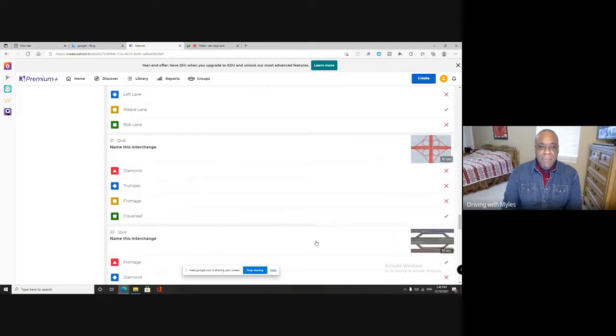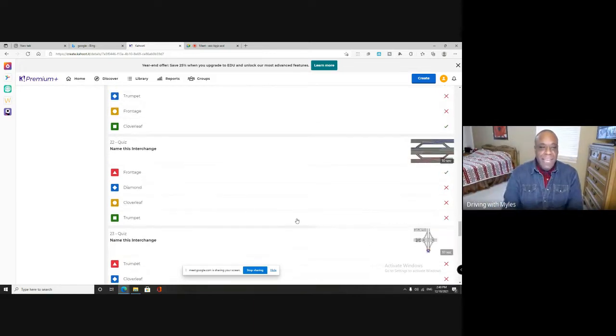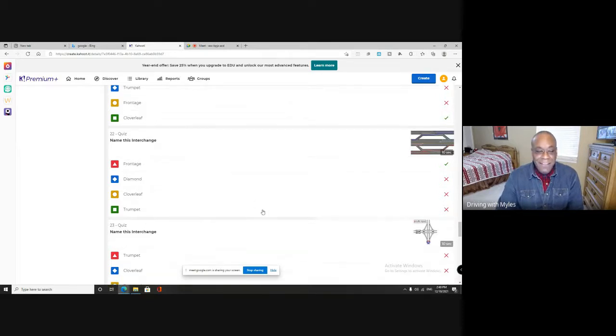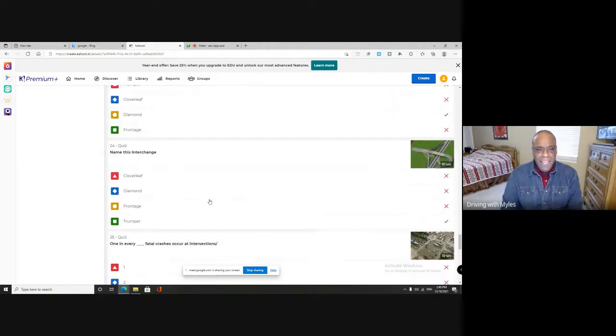Number 21, name this interchange. This is a cloverleaf. You can notice the clovers at each of the areas. There are 2 on the right and 2 on the left. Next, name this interchange. Frontage. Let's go to the next. Name this interchange. Diamond. Diamonds are the easiest to get on and the easiest to get off. Name this interchange. This is a trumpet. Notice the shape of it, just like a trumpet, long and it curves.